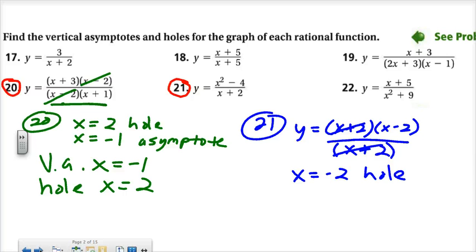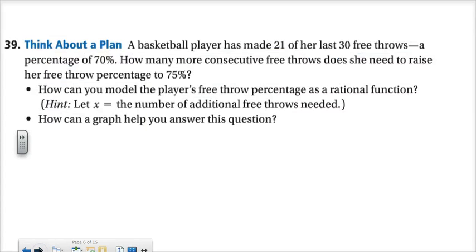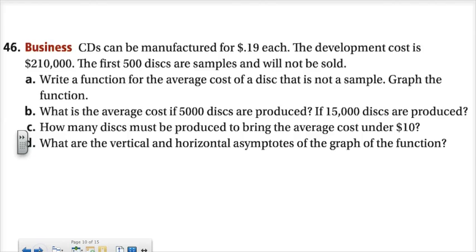Now I think I have to go quite a few pages back here in order to get to the end of this assignment.